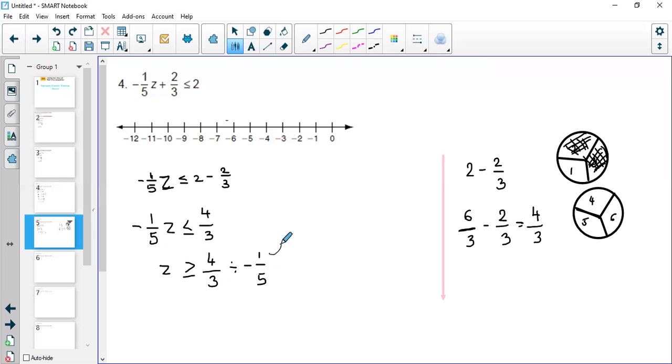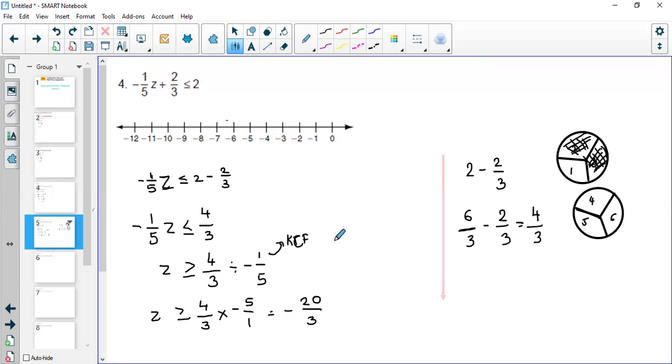Now, I'm sure you all remember what you need to do. Keep it, change it and flip it. So keep it, change it and flip it. So this is going to give us a negative 20 over 3, right?